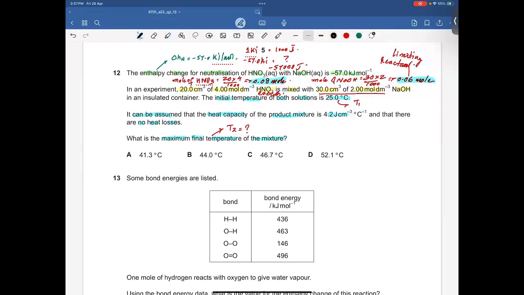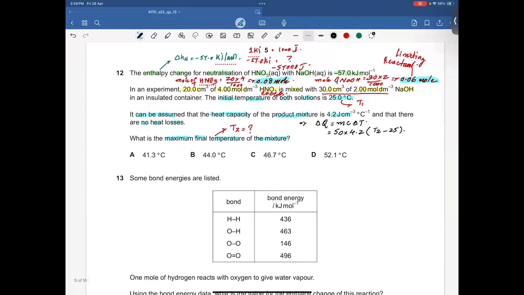So first of all, delta Q equals to m c delta T. M is mass of solution, and mass of solution is always equals to volume of solution, because 1 gram is always equals to 1 cm cube. So we have 20 cm cube, we have 30 cm cube. So total we have 50 cm cube solution, which means it is equals to 50 gram. Specific heat capacity is 4.2. Temperature change is basically T2, which I need to find out, minus T1, and T1 is given, which is 25. So that's my delta Q.